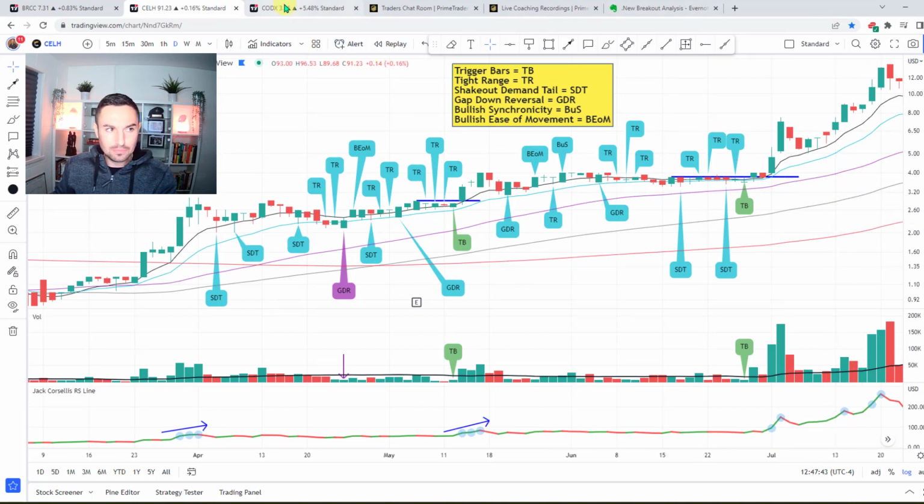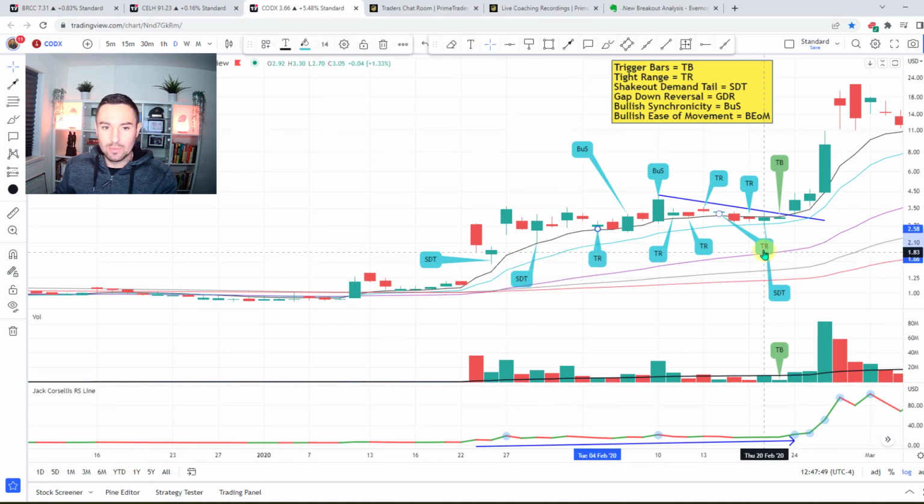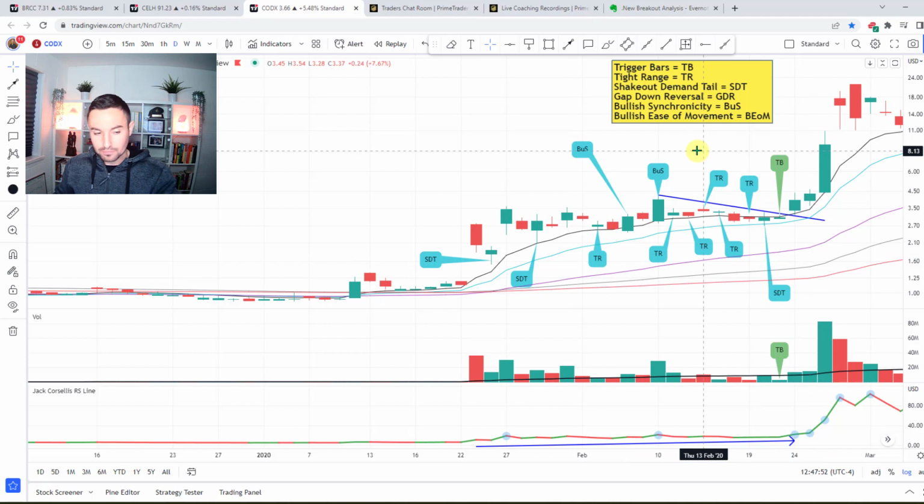Let's go and do a flag. So it's a little bit different in terms of a flag type pattern. Let me just clean this up a little bit. Let's do something like that. So we're going to see here a couple of shakeout demand tails. The stock makes a big move. We then have a shakeout demand tail in here, gaps up, shakeout demand tail on that bar, shakeout demand tail to the 10 EMA. We then start putting in a tight range bar.